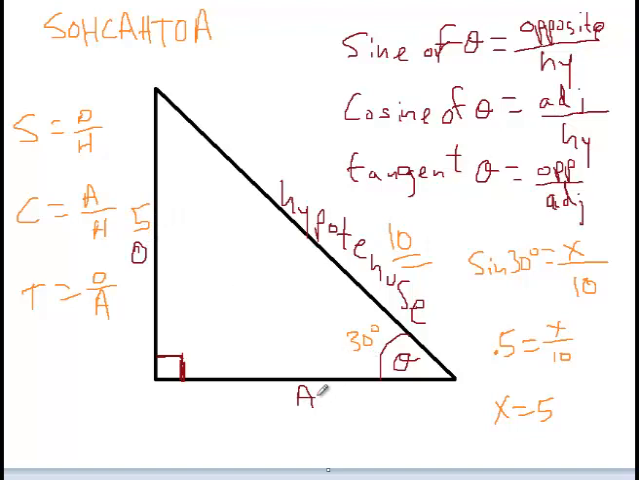Now, we could also figure out what the adjacent is. We can't use the sine formula because it doesn't take into account the adjacent side. But now that we have the opposite and the hypotenuse, we could use either the cosine formula, which is a over h, or the tangent formula, which is o over a. Let's do both just to make sure that they come out the same. If they don't come out the same, we've got a problem.